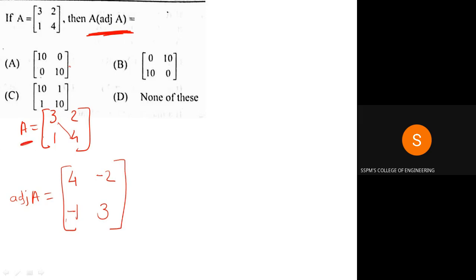So here this is A and this is the adjoint of A. What we have to find is A into adjoint of A. So we will take the product of these two matrices. A into adjoint of A. What is it? 3, 2, 1 and 4.